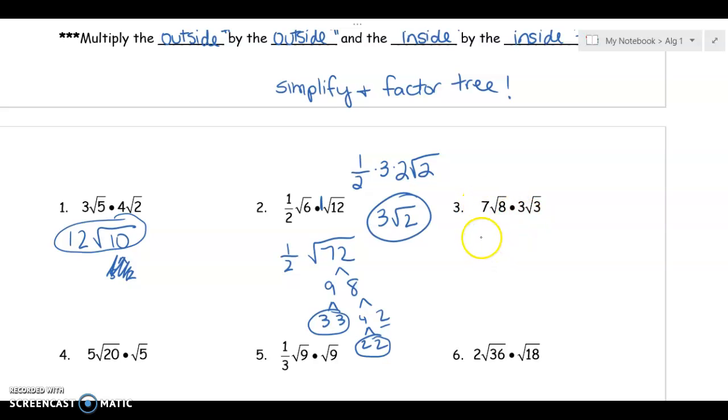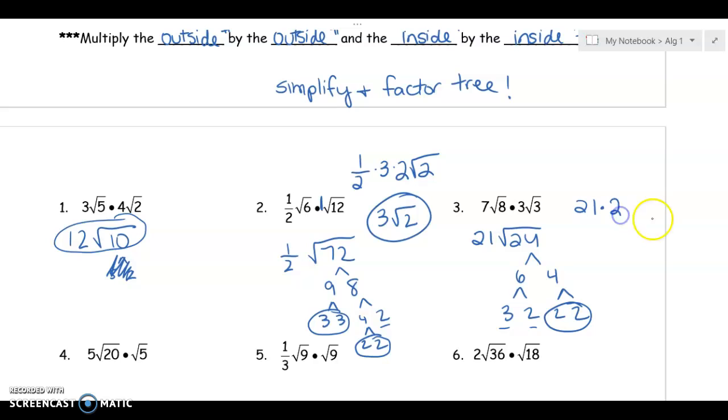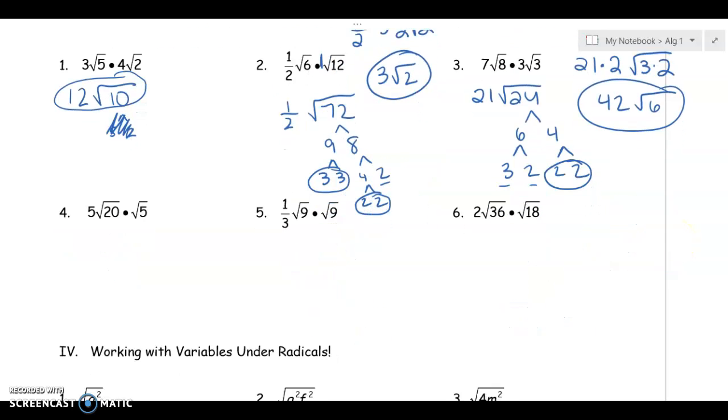With this next one, 7 times 3, you get 21. 8 times 3, you're going to get 24. So you multiply outside numbers together, inside numbers together, and then you do your little factor tree. This is 6 times 4. This breaks down to 3 times 2. This breaks down to 2 times 2. So you got a pair of 2's, a leftover 2, and a leftover 3. The pair of 2's is going to go out front with the 21, and then the leftovers stay under the radical. Multiply 21 times 2, you get 42, and multiply 3 times 2, you get 6. So 42 root 6.